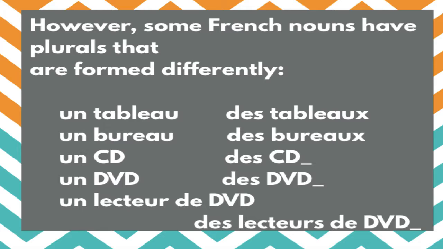Now, if we have a negative sentence, and I kind of passed by this slide, after the negation, un and une and des all become de, or d apostrophe if the word starts with a vowel.